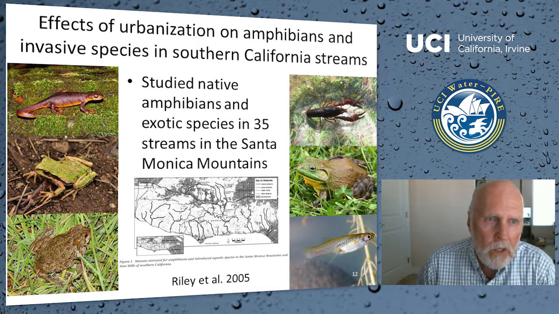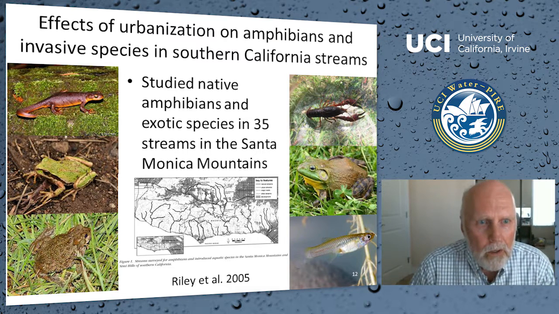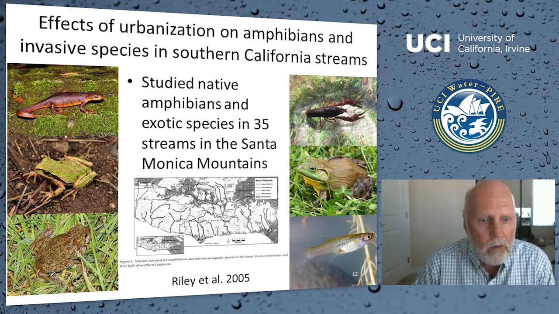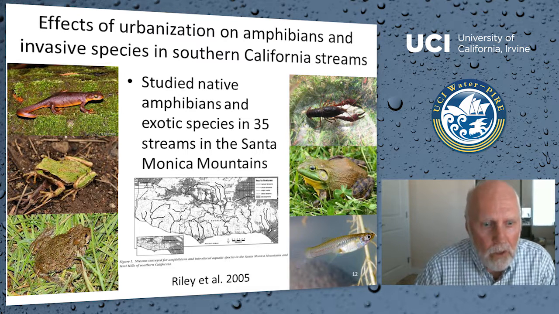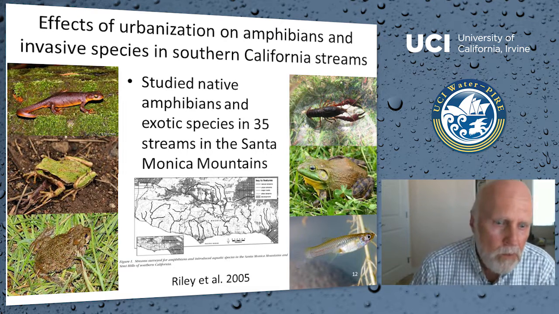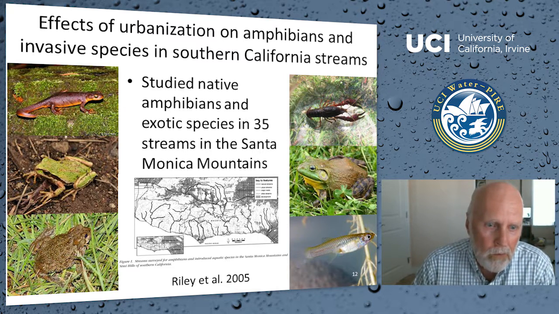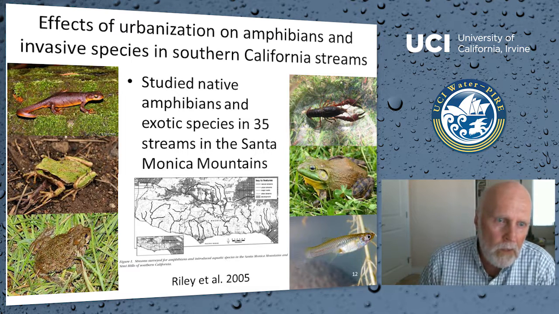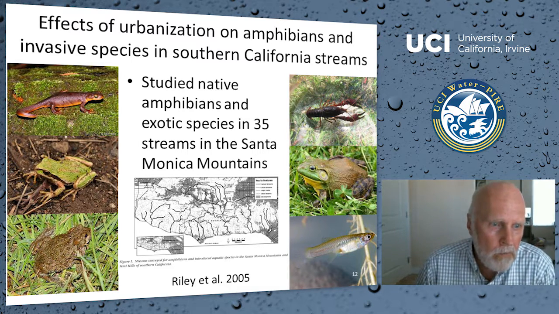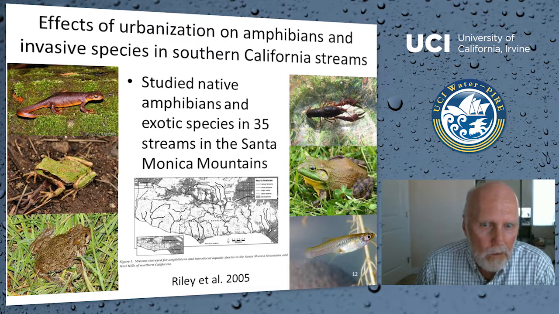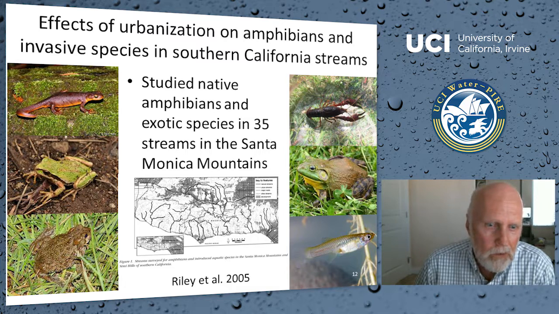So if we go to the next slide, what I want to talk about now is just some examples of what we've seen here in Southern California. And this first example is about stream communities in the Santa Monica Mountains. The researchers were really focusing mainly on amphibians. On the left side here, we've got a set of native amphibians. We've got a salamander and a tree frog and a toad. And then on the right side, we have introduced species, so introduced crayfish, bullfrog, and mosquito fish.